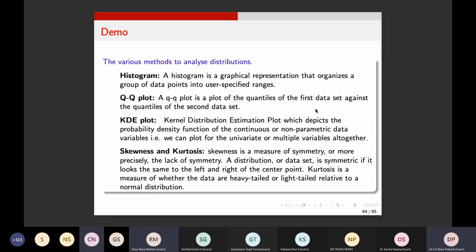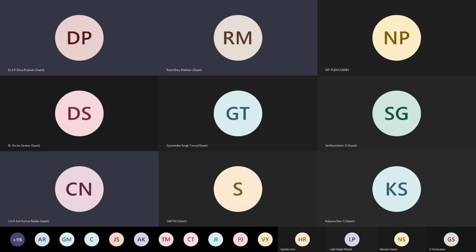And the skewness and kurtosis: the skewness is a measure of asymmetry, or more precisely, a lack of symmetry, right? A distribution or a data set is symmetric if it looks the same to the left and the right of the center point, right? Kurtosis is a measure of whether the data are heavy-tailed or light-tailed relative to a normal distribution, right? So with this background, I'll move on to the demonstration of this.